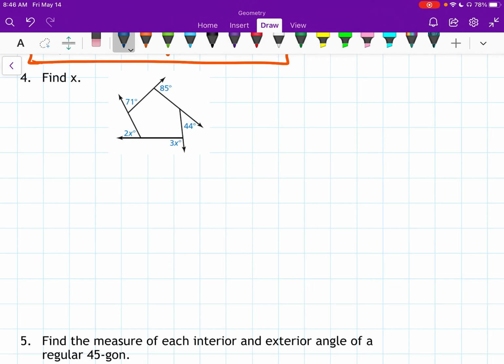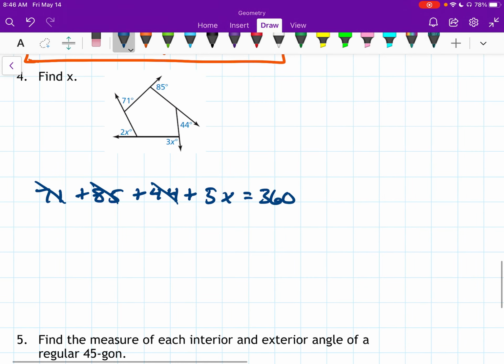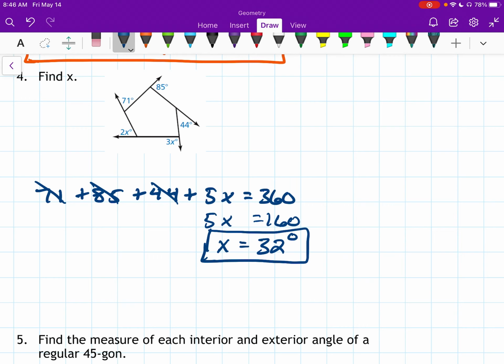So what I'm going to do here is I'm going to say, well, 71 plus 85 plus 44 plus, well, I have 3x and then 2x, so I'll say 5x equals 360. Now I'm going to take 360 minus 71 minus 85 minus 44. That gives me 160, so 5x equals 160. And dividing by 5, I get x is 32 degrees. And there we are.